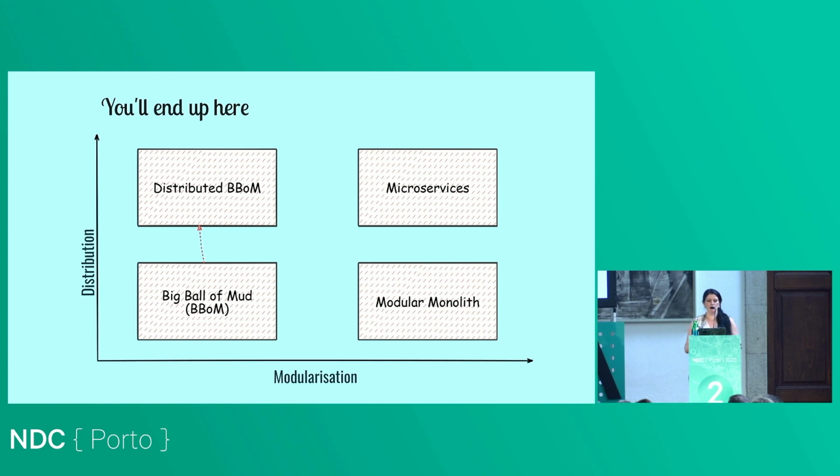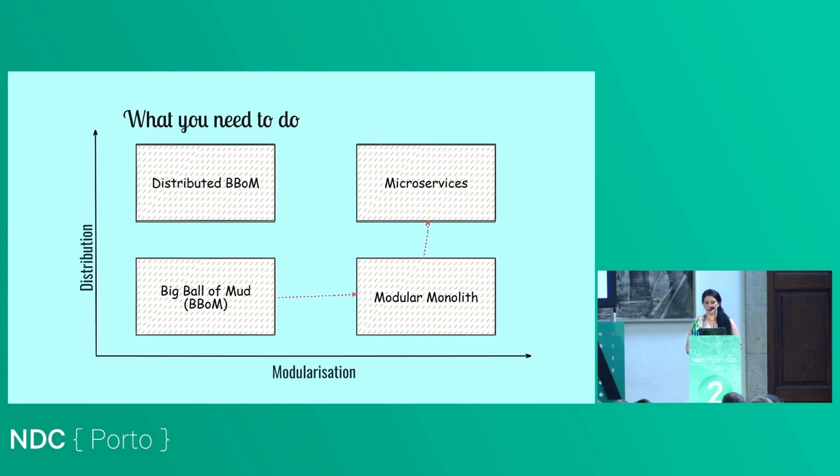A distributed big ball of mud has none of the ease of the monolith. It has all of the bad stuff of the monolith, and it has all of the complexity and difficulty of a distributed system with none of the benefits. Okay, so this is bad. You do not want to be up there, and it is so easy to end up there, okay?